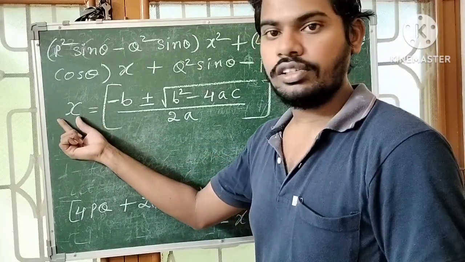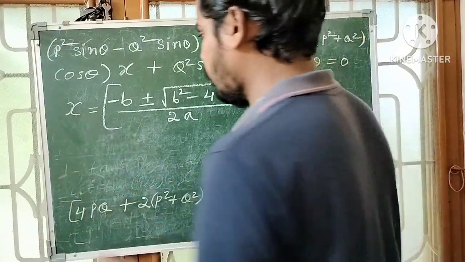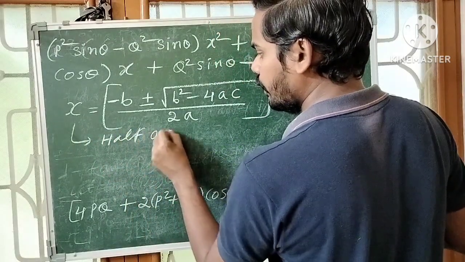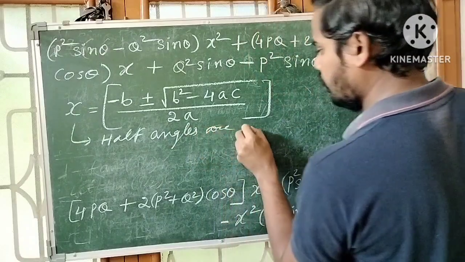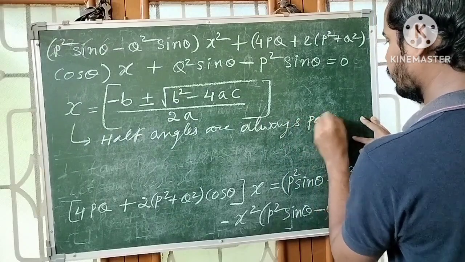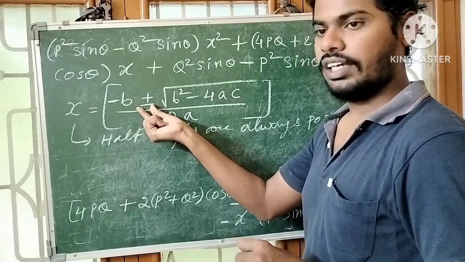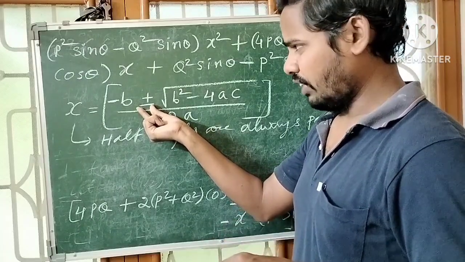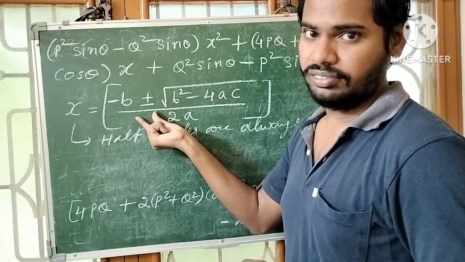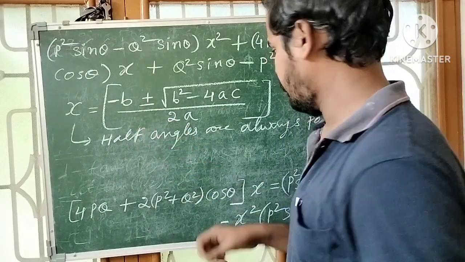So remember, x is equal to tan phi by 2. So phi by 2 means half angle. Half angles are always positive, remember. In trigonometry we already learned half angles are always positive. Here we have a plus or minus sign. That's why, while simplifying this formula, we apply only the positive sign. We need not consider the negative sign, because half angles are always positive.